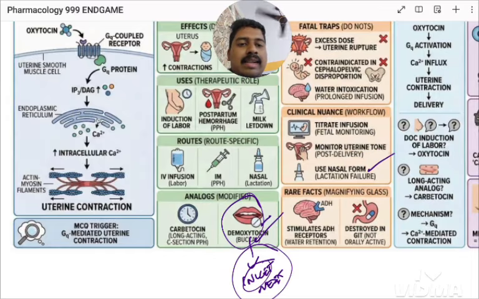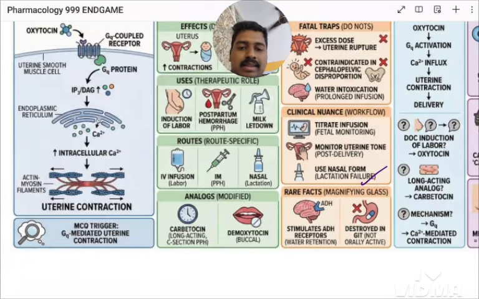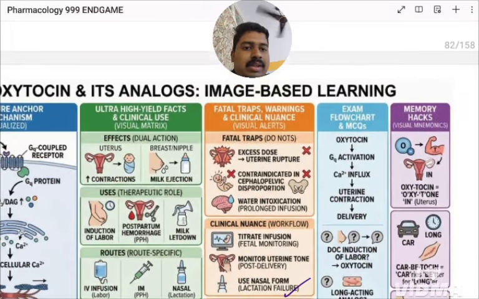Okay. Next, third, a nasal form of oxytocin is also available, which is used in case of lactation failure. So this is one thing you should remember. So don't confuse this with desmopressin. Desmopressin is different and oxytocin is different. Next, this I have already discussed, that it stimulates ADH receptors causing water retention in overdose. Second, oxytocin is destroyed in the gut, so not orally active, but we now have demoxytocin, which can be taken via the buccal route.